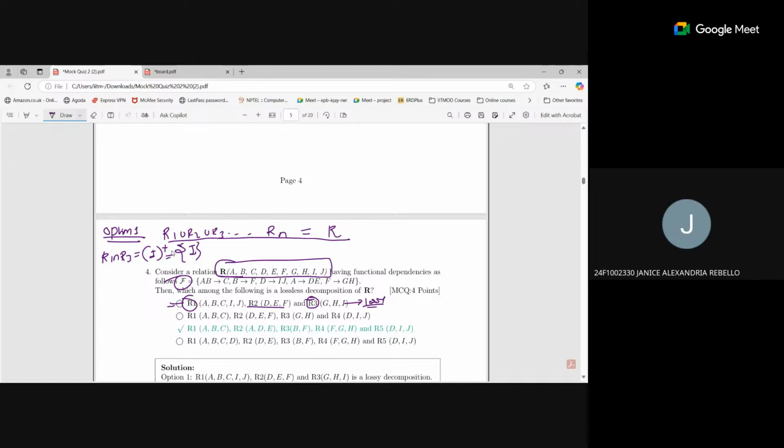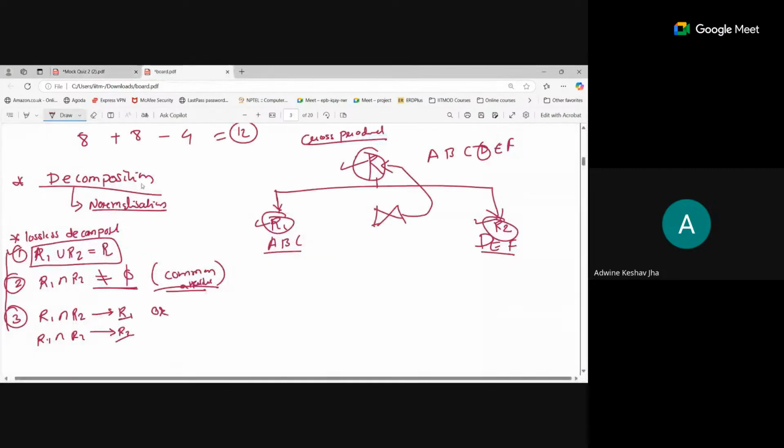We should get either R1 or R3 when we do the closure of I. And if we are getting R1 or R3, then we can say we can join R1 and R3. Then after joining R1 and R3, check with R2, the combination of R1 and R3. The intersection condition is that R1 intersection R2 is not equal to the empty set.